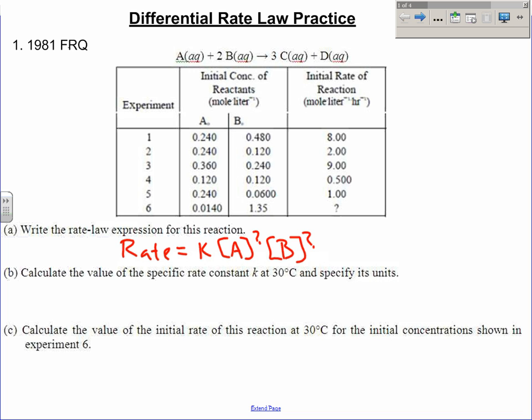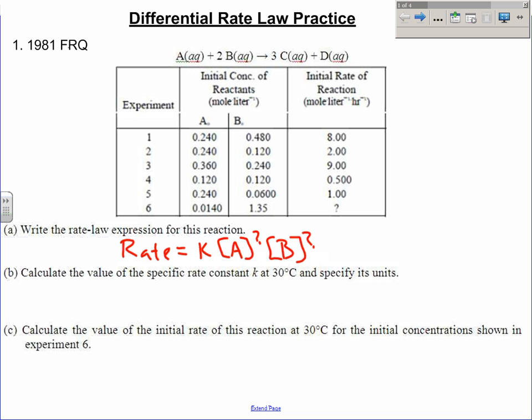If it's zero order, that means something to the zero power. That means it's going to reduce to 1, which means it has no effect on the overall rate. So if it ends up zero order, our exponent would be 0, and that means the rate is not dependent upon that concentration.